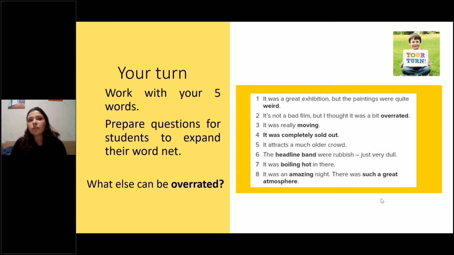So that's what we as teachers can do in order to help our students use words, not just study them and forget. Work with them, teach them, ask them questions for them to be more active. Let's move on.